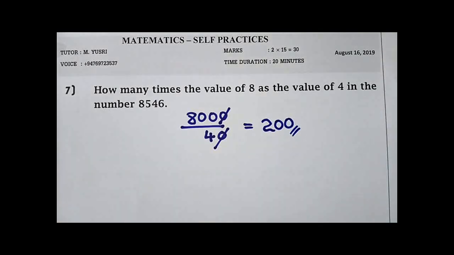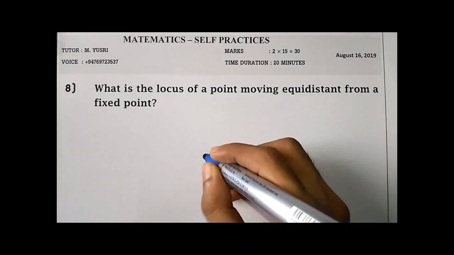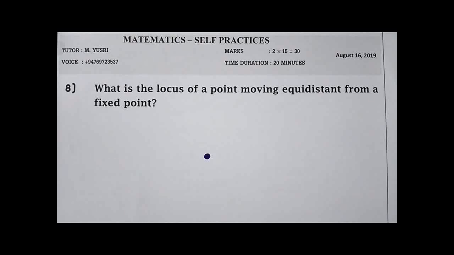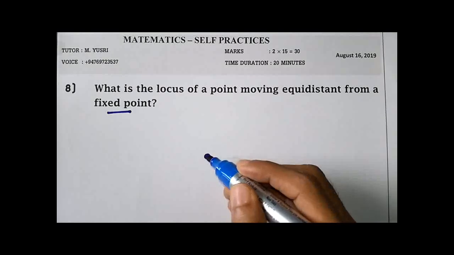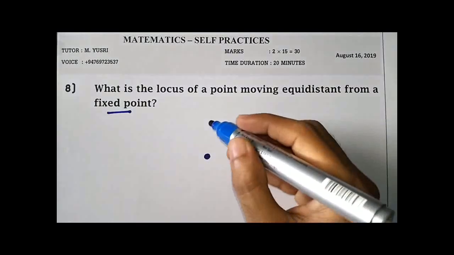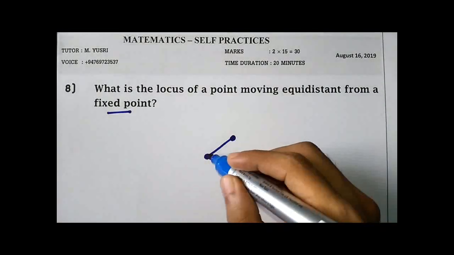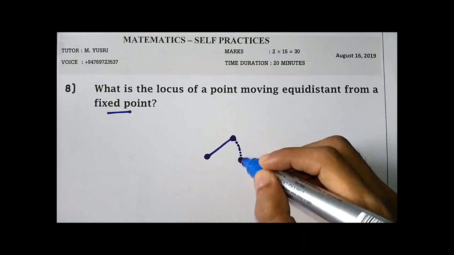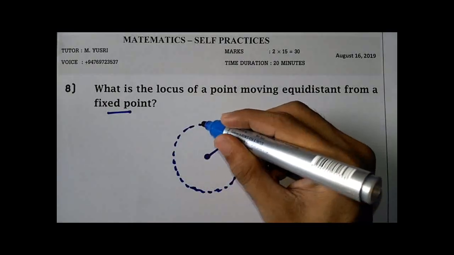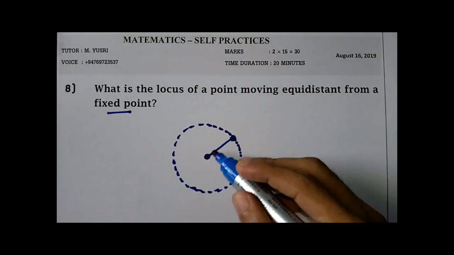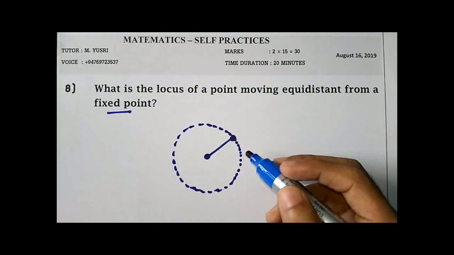So that's the answer. So now here they are asking what is the locus of a point. Locus of a point moving equidistant from a fixed point. We'll take this as a fixed point. So this point is fixed. Now a moving point with equidistance. Now here, listen. Here is one point, and if we move that with equidistance, then what happens? They'll go like this. That means the same distance represents the radius. Radius means we will get a circle.